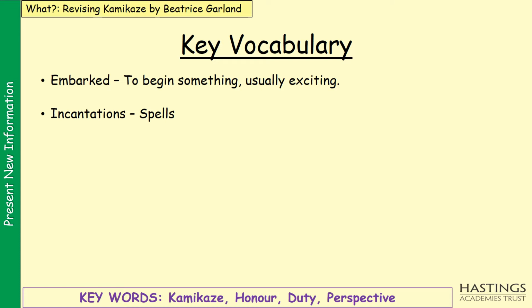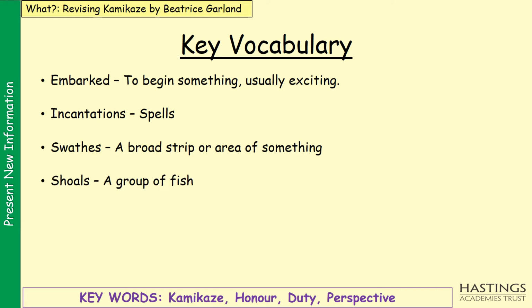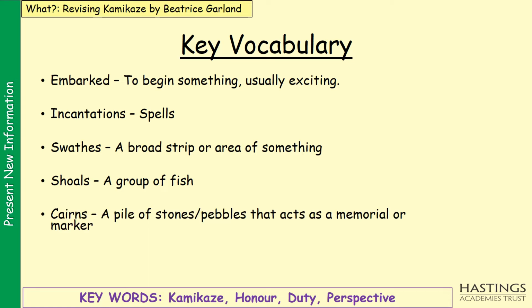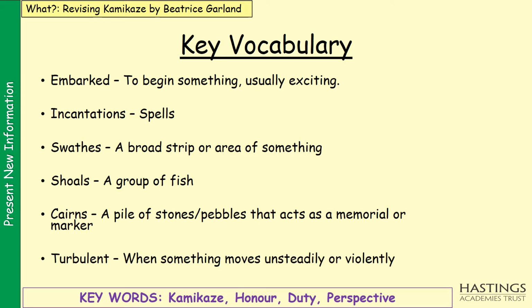Incantations are spells, another word for spells, so sort of magic. Swathes, this is a broad strip or area of something, usually like in a field. Shoals is a group of fish. Cairns is a pile of stone or pebbles, and usually acts as a memorial or a marker, so almost like a tombstone. Then you've got turbulent, which is when something moves very unsteadily or violently. It's turbulent.